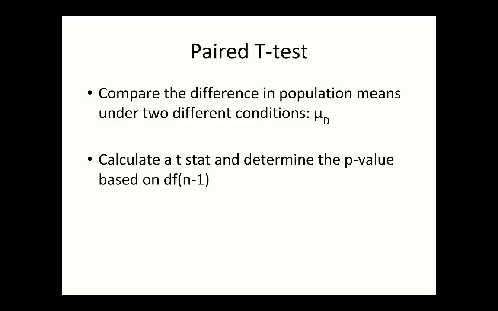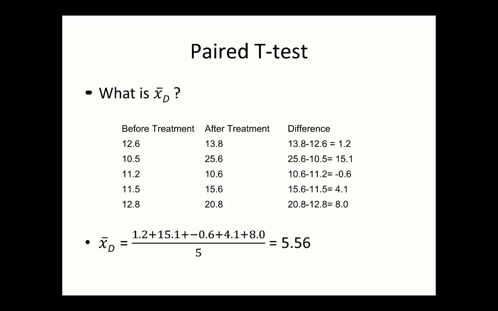The t-stat for the paired t-test is calculated differently than the t-stat for the two-sample t-test. Also, note that the p-value is determined using degrees of freedom n-1 rather than Welch's degrees of freedom. This is because the sample size is the same in both conditions. The difference between a paired t-test and a two-sample t-test can be confusing for many. Therefore, I want to provide you an example for clarification.